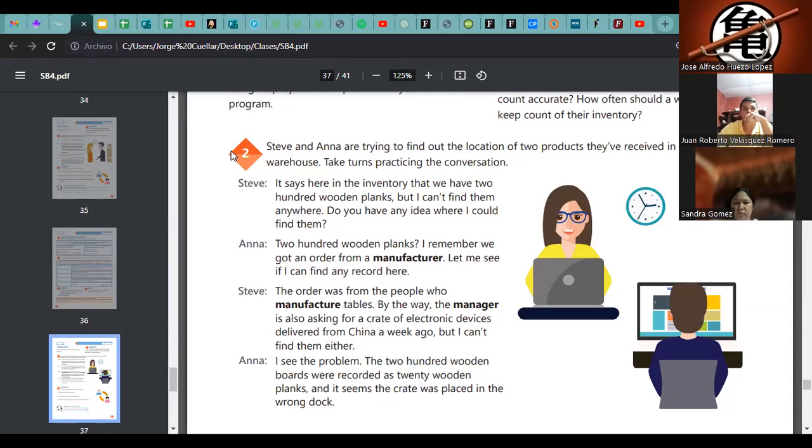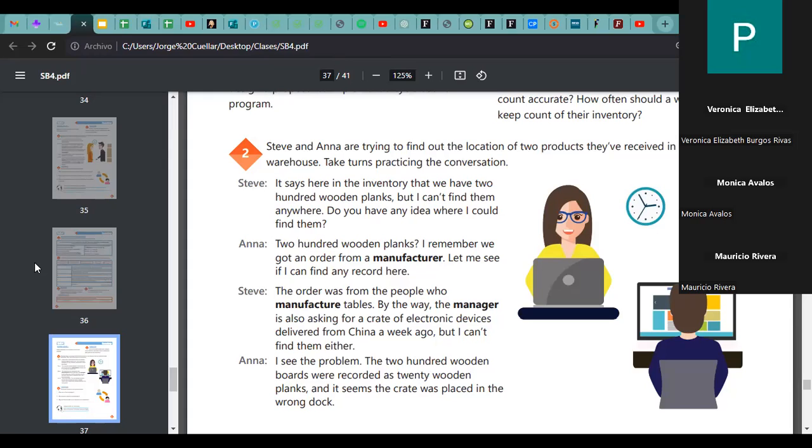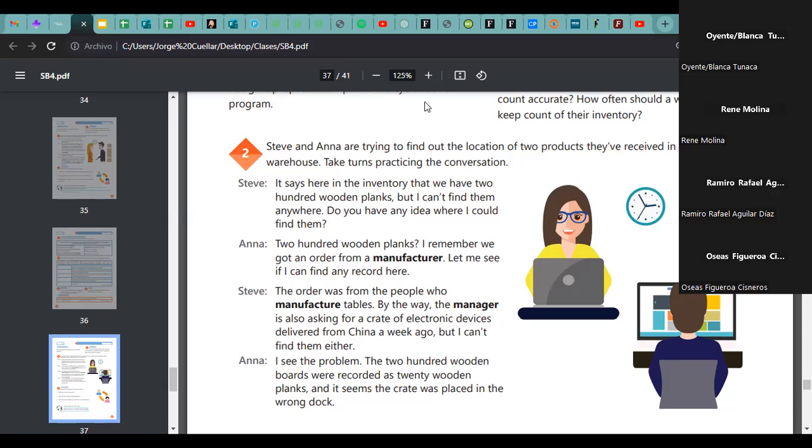Very good, perfect, thank you. So, let's see. Who else is missing? Jonathan, is it possible for you? Not possible. Silvia, Patricia, is it possible for you? Not. Veronica, Elizabeth, is it possible for you? Monica Avalos, is it possible for you? Mauricio Rivera, is it possible for you? Yes, teacher. Okay. You and Blanca. Blanca, is it possible for you? Yes. Okay, Blanca and you, go ahead. Steven. Okay.